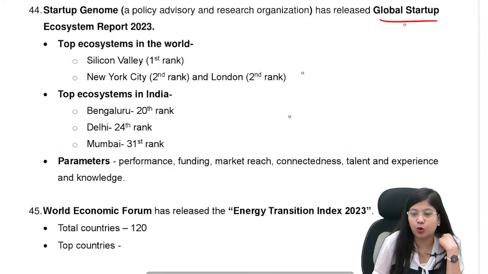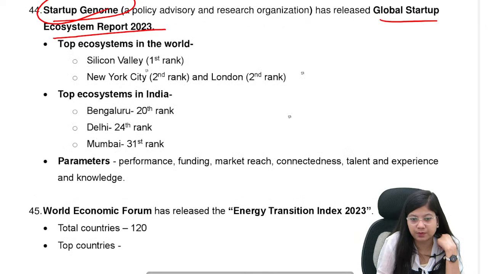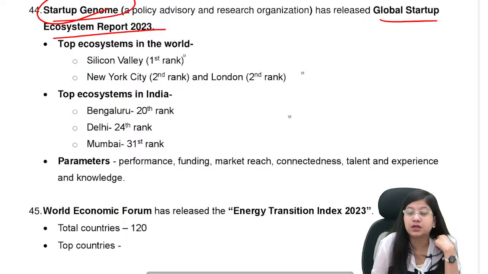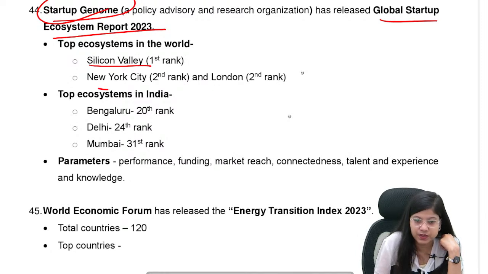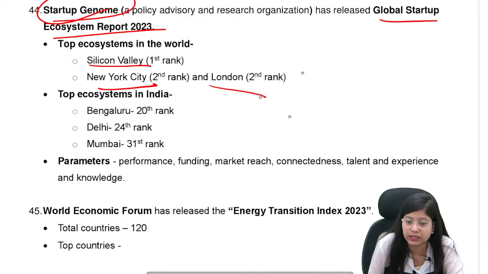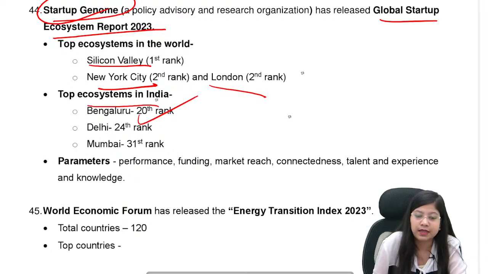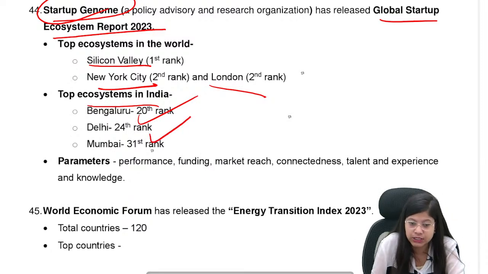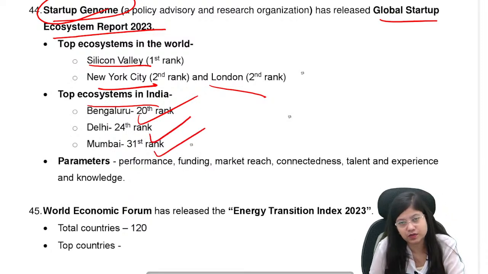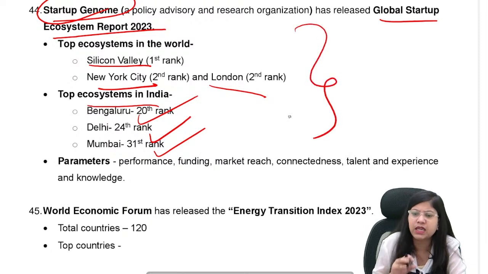Then we have the Global Startup Ecosystem Report by Startup Genome. Top ecosystems in the world for the startups. First is Silicon Valley of the US, very obvious. Then New York City at the second position, and London also at the second position. Okay. Top ecosystems of startups in India, Bangalore obviously at the second position. Then क्योंकि इसको हम Silicon Valley of India भी बोलते हैं. Then Delhi at the 24th position. Mumbai at the 31st rank. So it is comparatively a very easy ranking for you to remember.